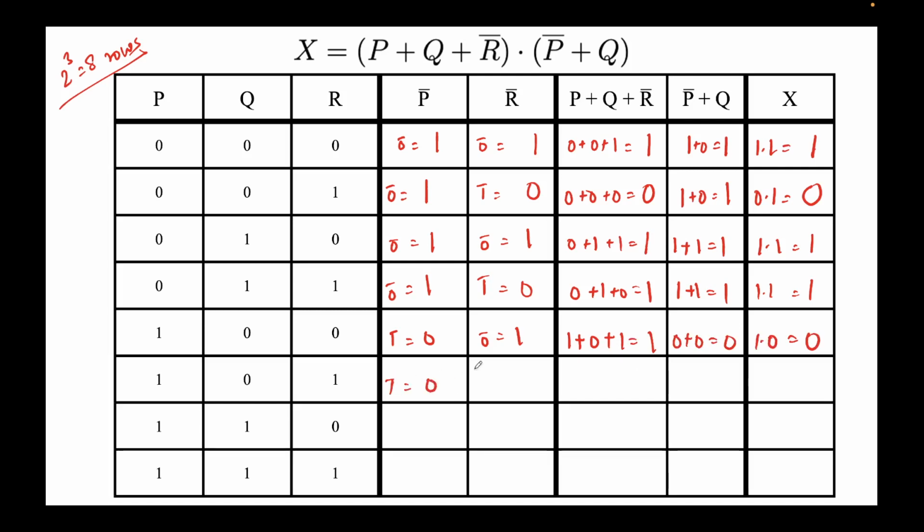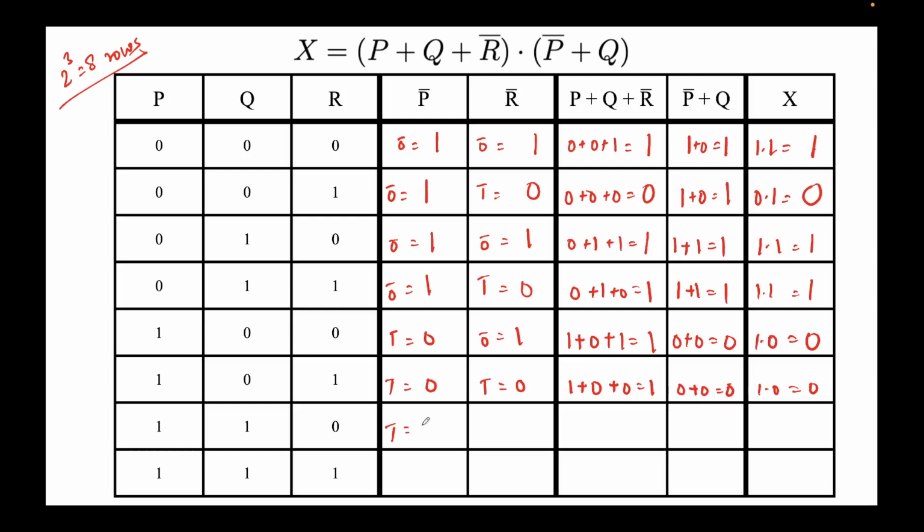Again 1 bar is equal to 0. R is 1, you can see it here, so 1 bar is 0. P is 1 plus Q is 0 and R bar is 0. This will turn out to be 1. P bar plus Q: P bar is nothing but 0, Q is 0. This will turn out to be 0 again. So 1 times 0 is 0.